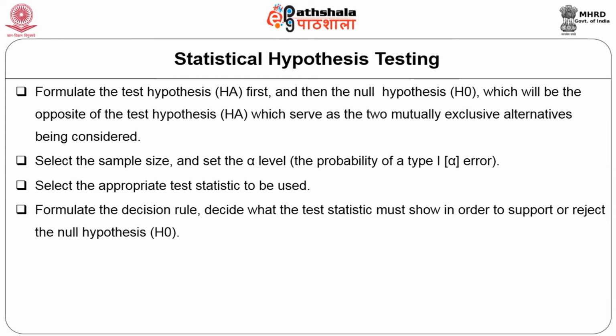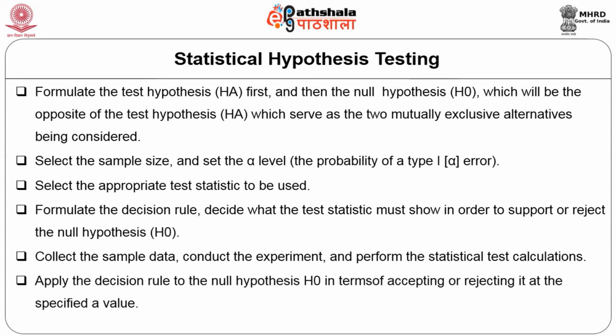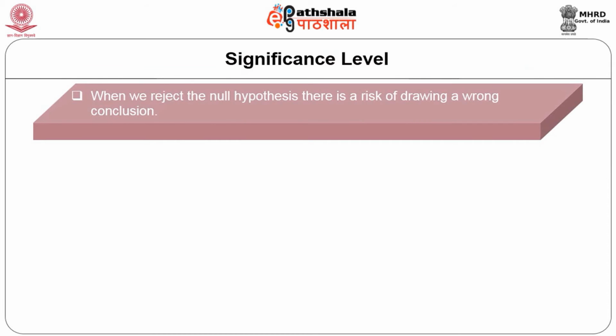In step 4, formulate the decision rule, that is, decide what the test statistic must show in order to support or reject the null hypothesis, H0. In step 5, collect the sample data, conduct the experiment and perform the statistical test calculations. In step 6, apply the decision rule to the null hypothesis, H0, in terms of accepting or rejecting it at the specified value. In general, when we reject the null hypothesis, there is a risk of drawing a wrong conclusion.